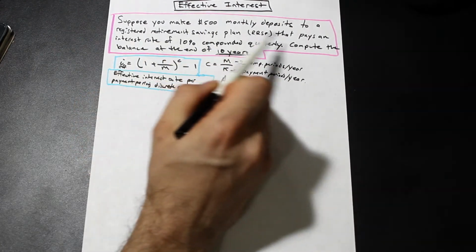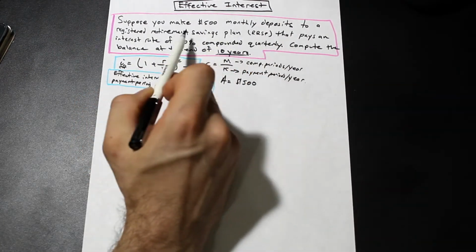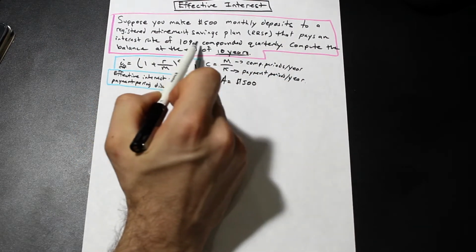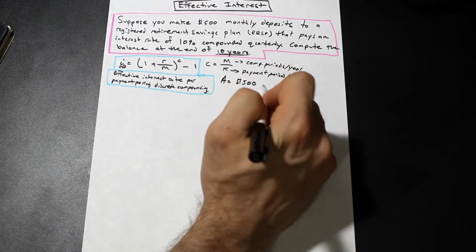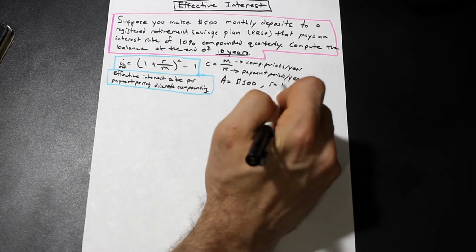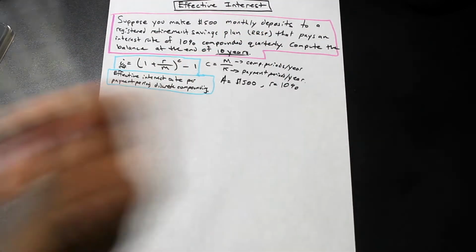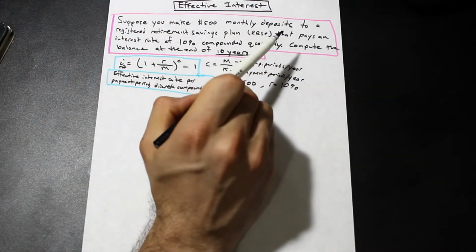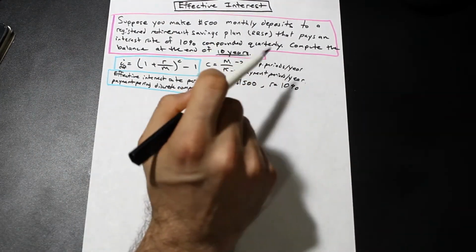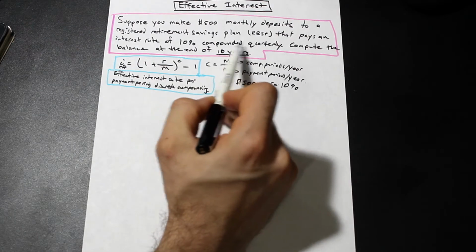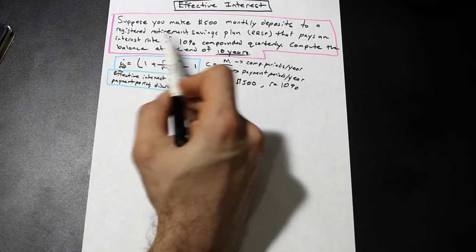That's good. And what else do we have? We have an RSP that pays an interest rate of 10% compounded quarterly. So we know our interest rate, which is 10%. That's not the effective interest rate yet. We're going to have to convert it into the effective interest rate. And you always need to calculate the effective interest rate when your compounding period is not equal to your payment period.